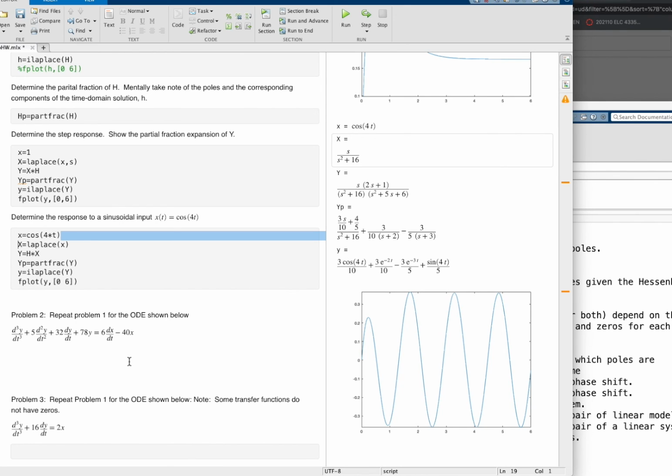But that's what I have for you for the homework. I'd like you to walk through that, and it's not just a matter of typing in the commands. You really need to think about associating each part with the pole locations and trying to get some intuition about what you're expecting to see for the results.